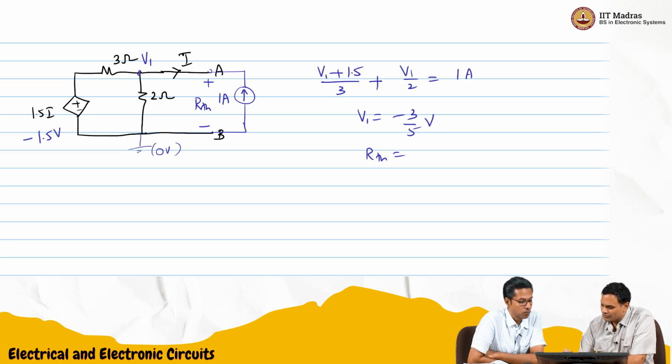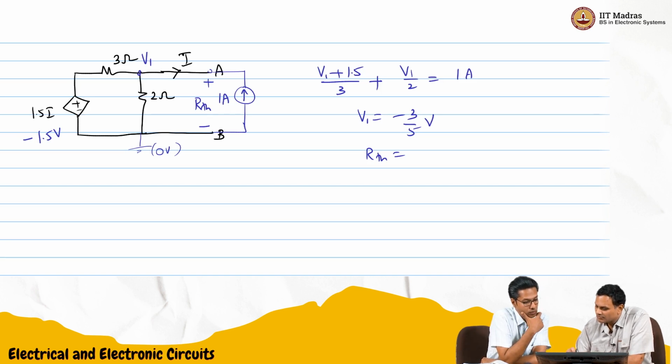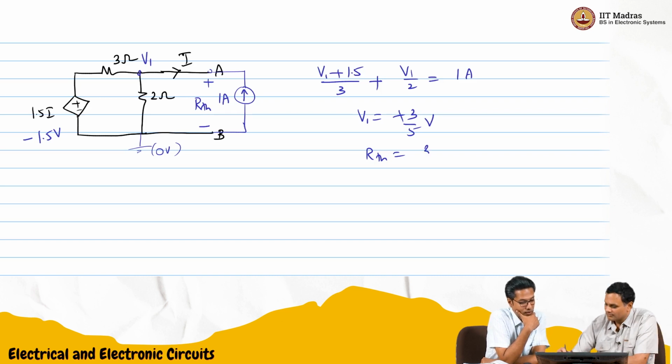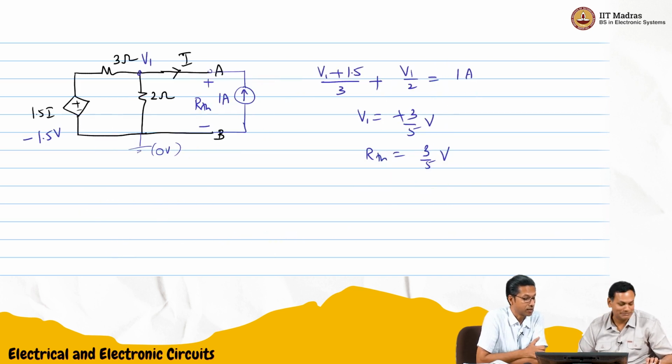So 1 minus 0.5. So V1 is, is it minus V1? Let's see. Oh, it's plus 3 by 5. Correct. It has to be. So because now the polarity of V1 will change, no? Because you've changed the direction of current. So it will be plus 3 by 5 and R Thevenin will be 3 by 5. So that is V1. 0.6 ohms.